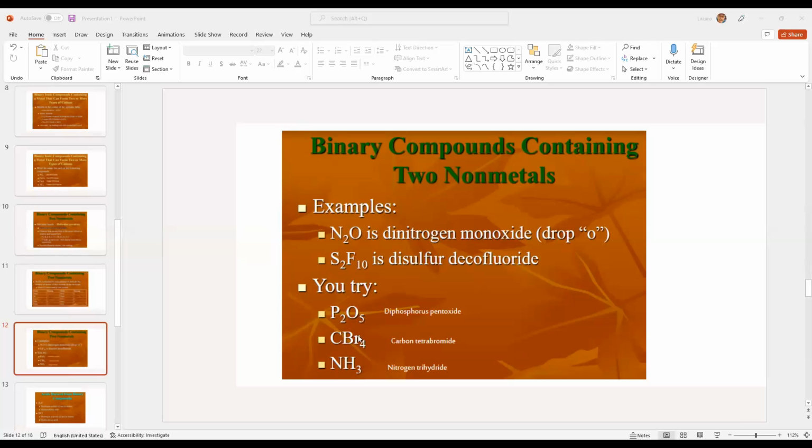carbon tetrabromide, and in this case is nitrogen trihydride. The problem is that in this compound, as in water, you don't use this nomenclature. They have names that are very old, and they remain these old names. In the case of water, water. But in the case of this, it is ammonia.